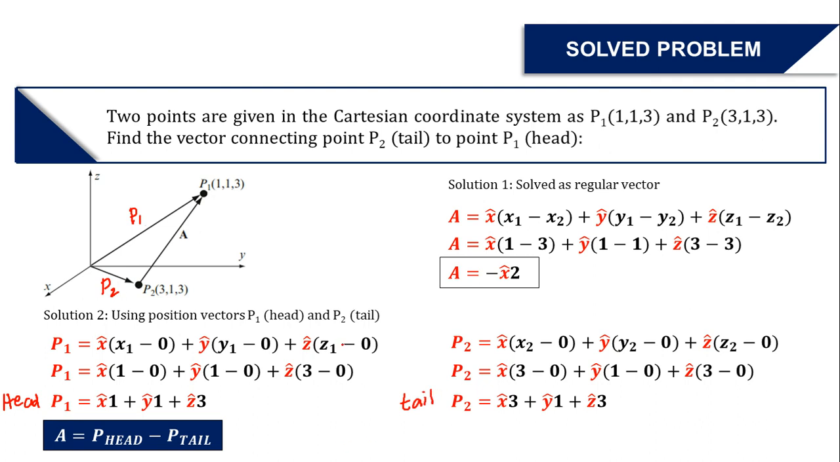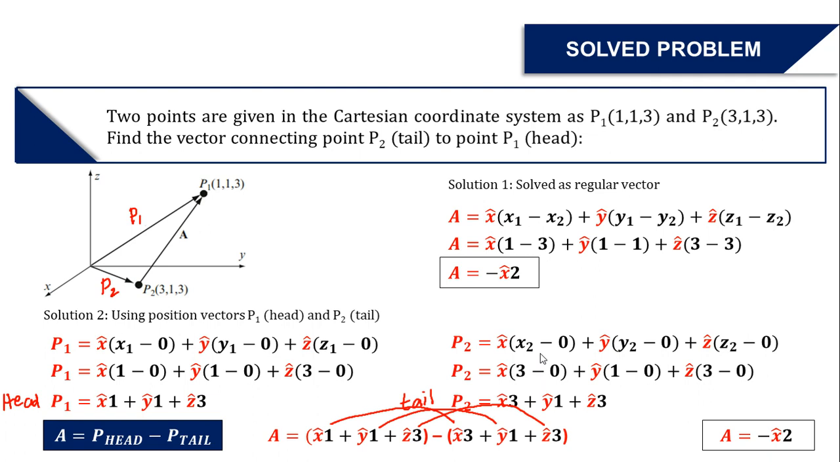Therefore, substitute these values. Ganito na siya. X hat 1 plus y hat 1 plus z hat 3 minus x hat 3 plus y hat 1 plus z hat 3. So, mangyari lang dyan, 1 minus 3, 1 plus 1, or 1 minus 1 rather, and then 3 minus 3. Kaya naman ang magiging sagot natin is the same. A is equal to negative x hat 2, which is equal dito sa value na to. Okay? So, ganyan siya.